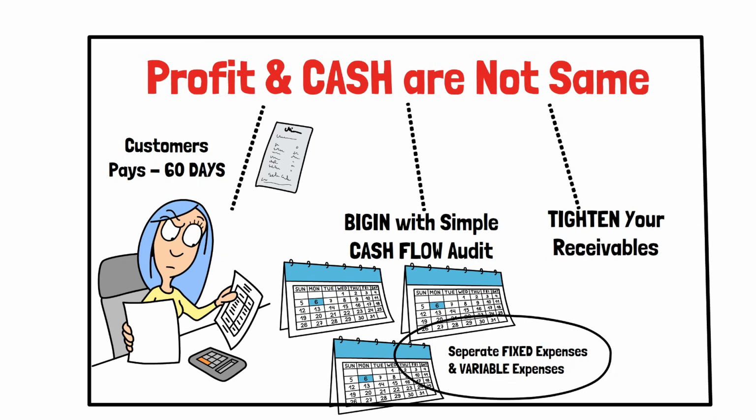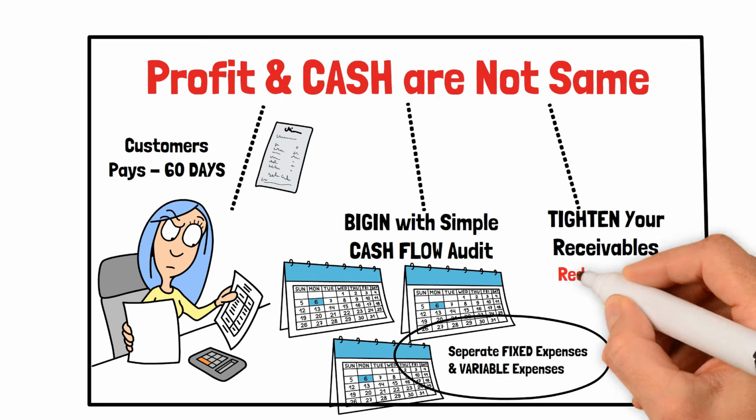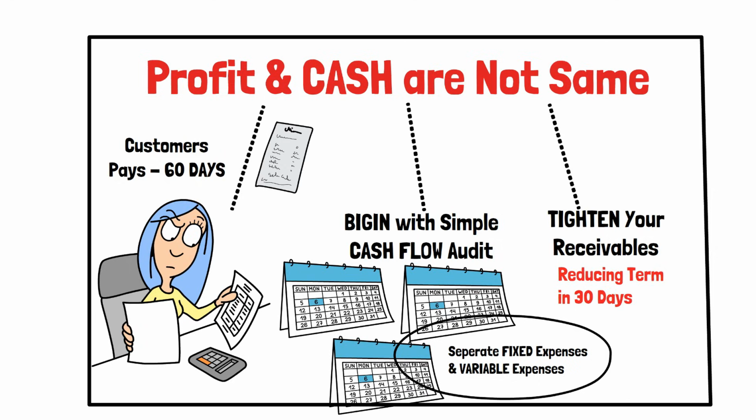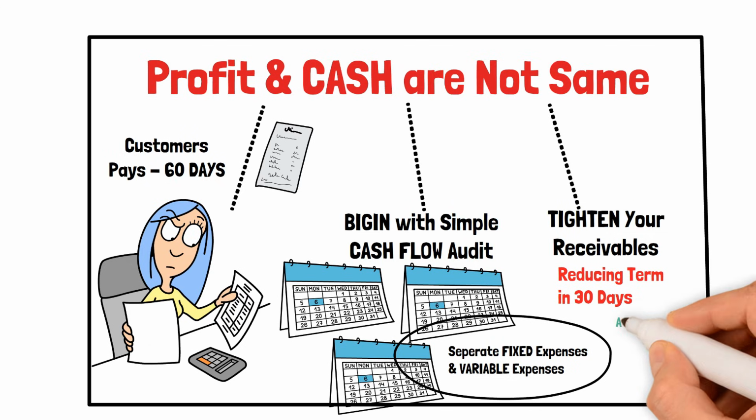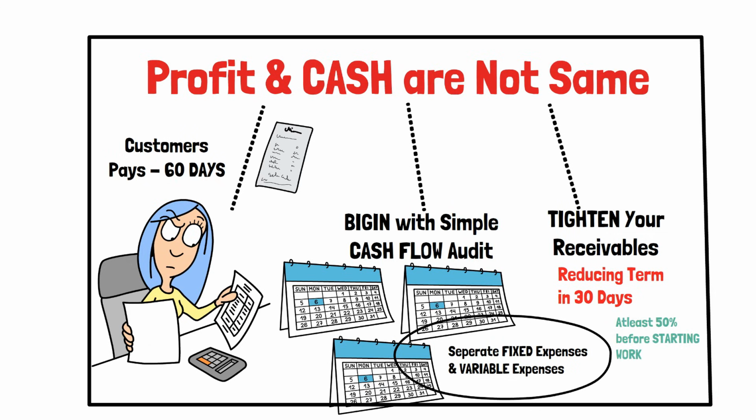Next, tighten your receivables. If you allow customers to pay in 60 days, consider reducing terms to 30 days, or even requesting partial upfront deposits. For service businesses, require at least 50% before starting work. Send invoices immediately, not at the end of the month. Follow up consistently and professionally. Even improving your average collection time by 10 days can significantly improve liquidity.